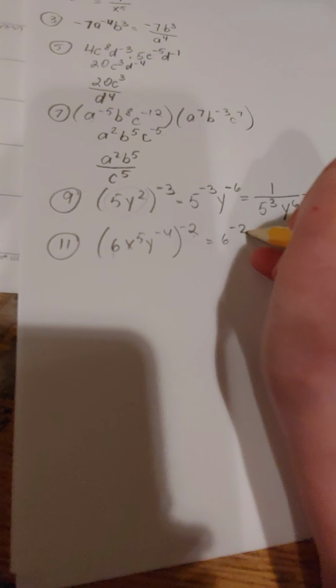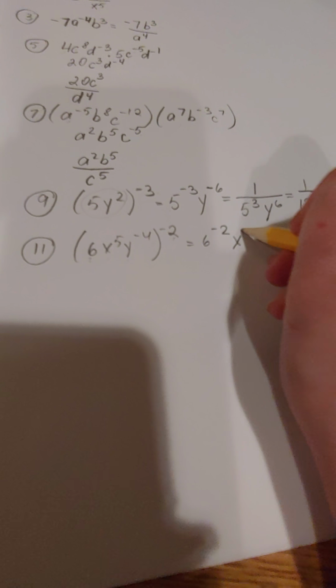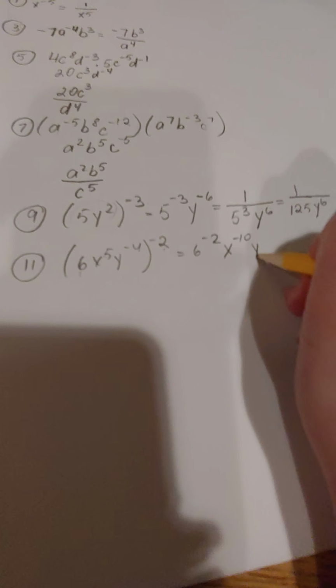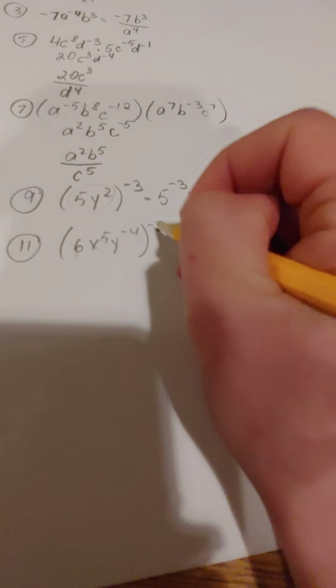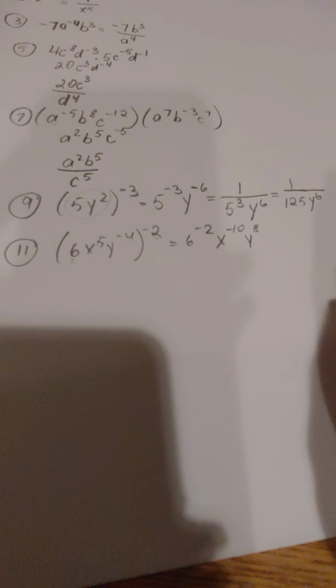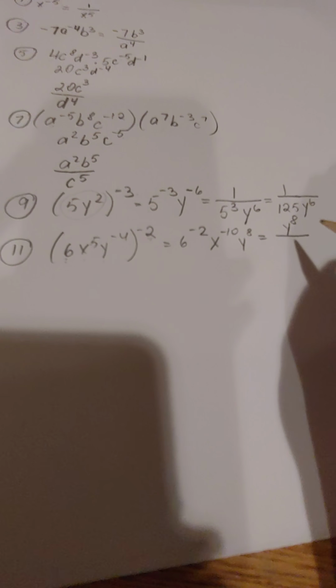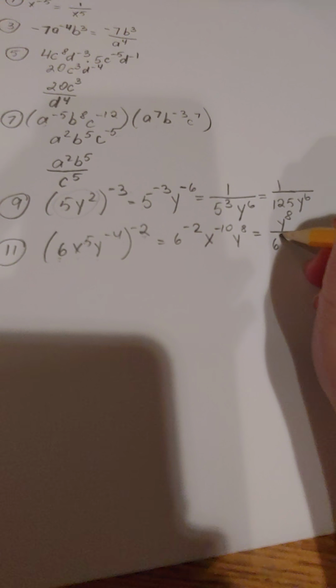So 6 to the -2nd, x to the -10th. Why? Because 5 times -2 is -10. y to the +8. -4 times -2 is +8. So we see that y is happy. It has a positive exponent. 6 wasn't.